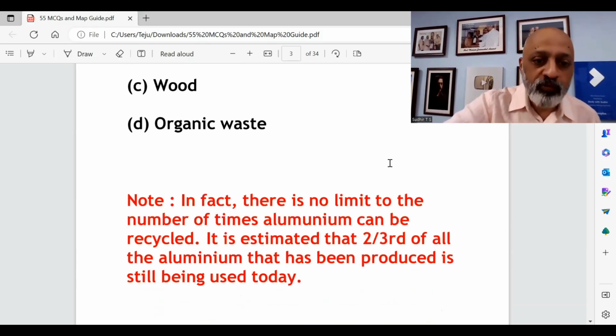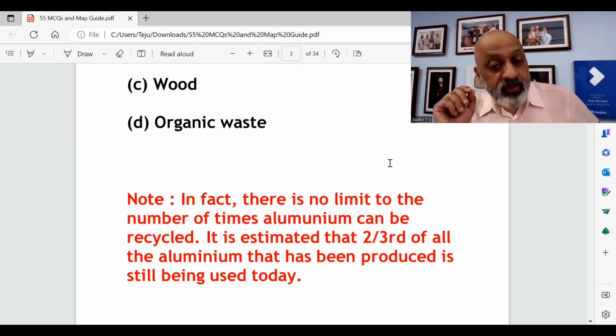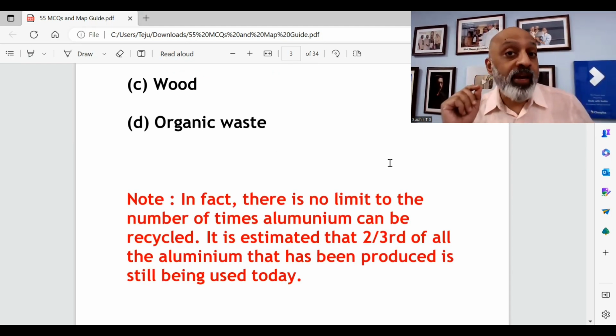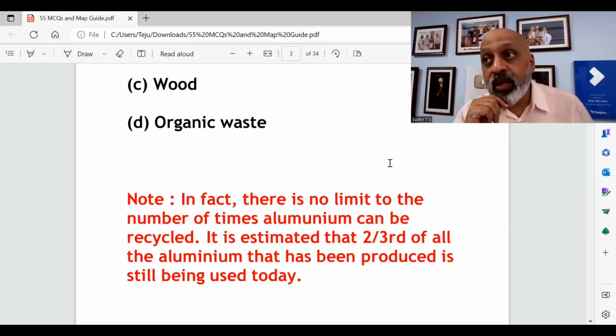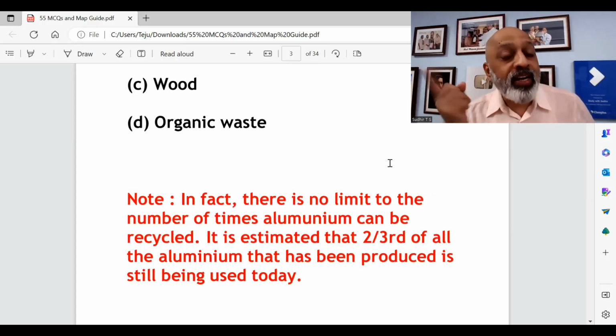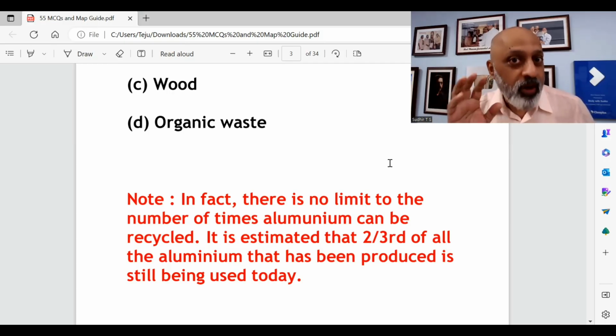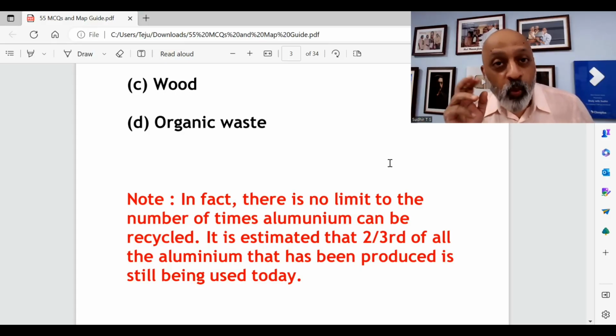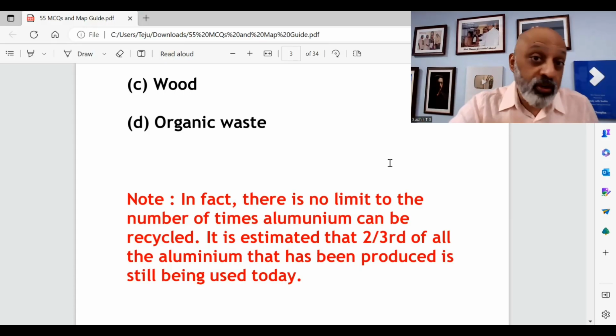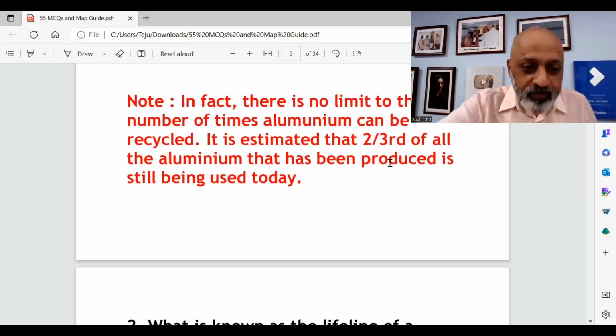And I'll give you an explanation for this. In fact, there is no limit to the number of times aluminium can actually be recycled. And what is wonderful is that it is estimated that 2/3 of all the aluminium that has been produced till date in the world is still being used today. Isn't that absolutely wonderful? So that's a useful piece of information that you should have while you're writing your examination. Kya pata? Question aa jaye.